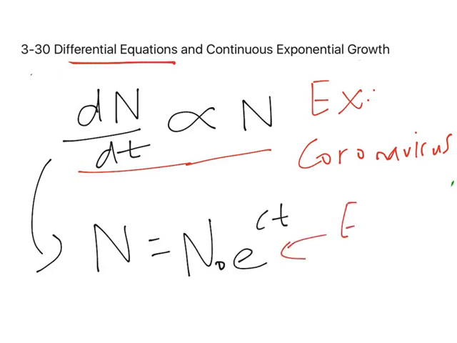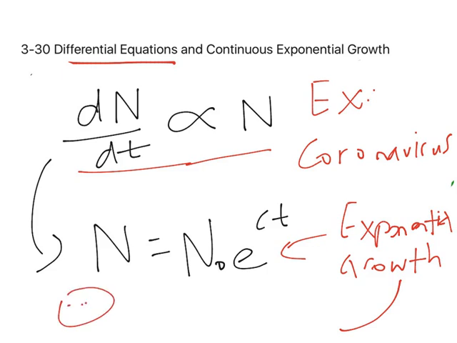What do we have? Exponential growth. So we know that if the rate of change of the number of people with coronavirus is proportional to the number of people with the disease, we must have exponential growth, which looks like that. That's it.